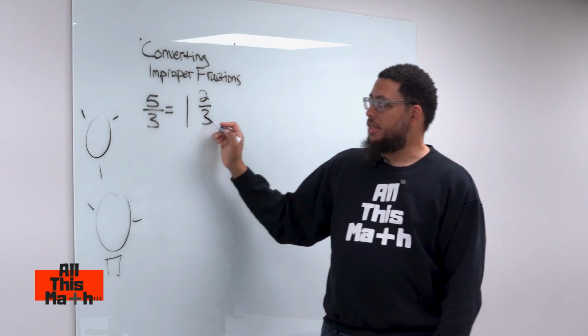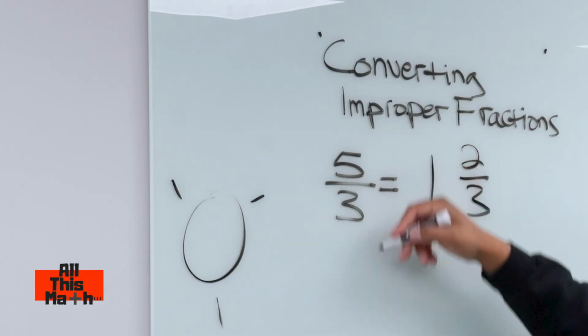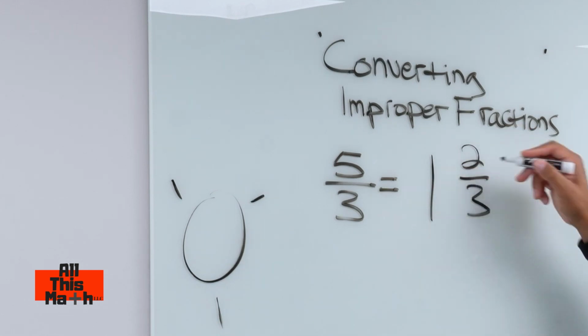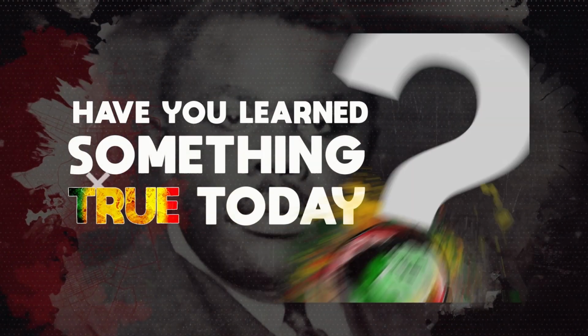And then how do I get this denominator? We keep the same denominator that we started with. So 5/3 is equal to 1 2/3. And that's today's lesson.